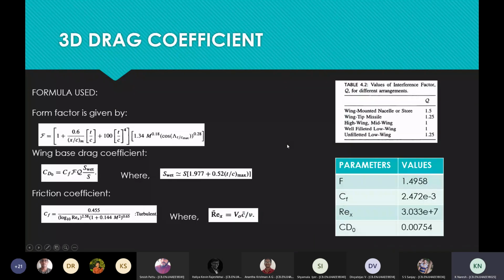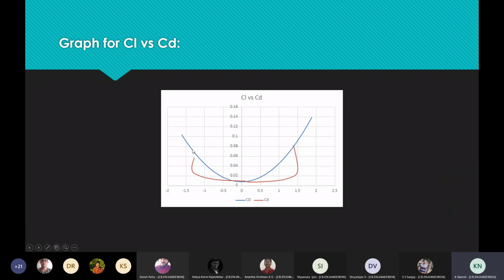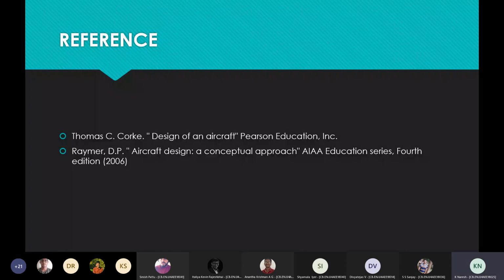Moving on to 3D drag coefficient, these are the formulas which we used, and these are the parameters which we got. We got our base drag as 0.00754, and our Reynolds number as 3.3 times 10 to the power 7. Using this CD naught, we plotted a graph. This is a graph of CL versus CD. The red line is our 2D curve, and the blue line is our 3D curve. That's it.